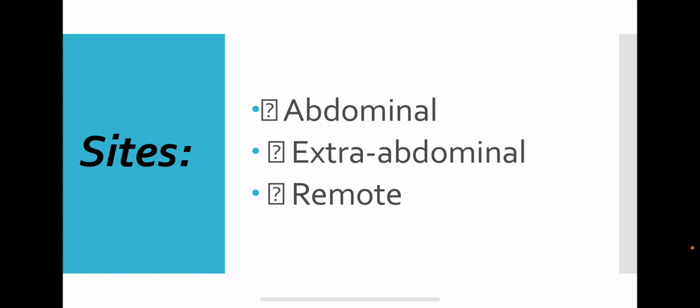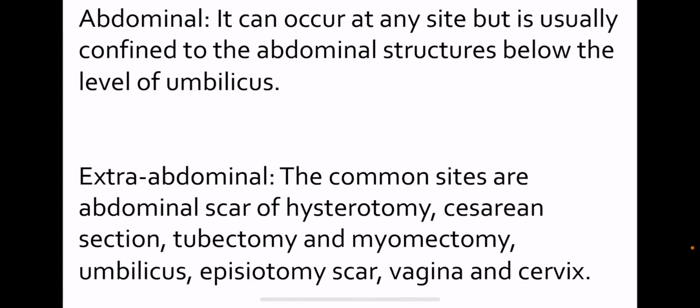The sites of endometriosis are abdominal, extra-abdominal and remote. Abdominal: it can occur at any site, but it is usually confined to the abdominal structures below the level of the umbilicus. So endometriosis can occur at any site, that is in the legs, arms, brain, lungs, but it is more usually confined to abdominal structures which are found below the level of the umbilicus.